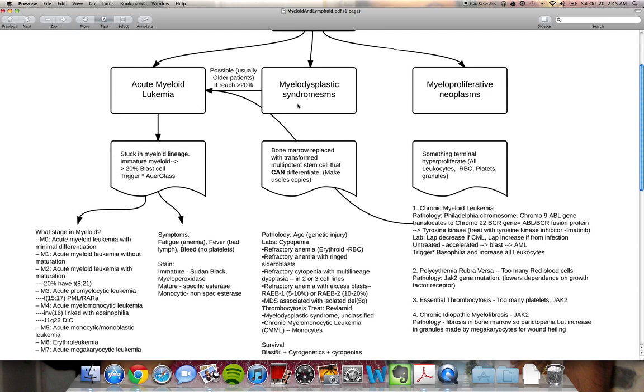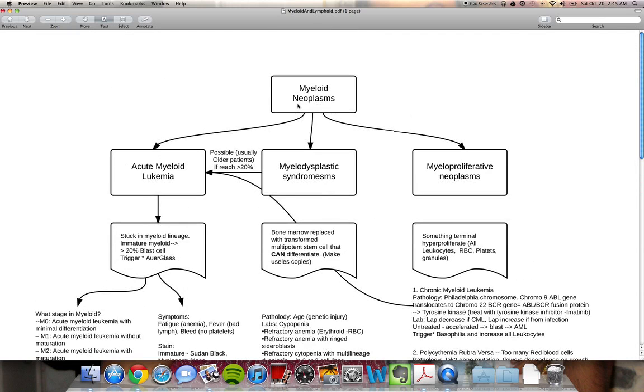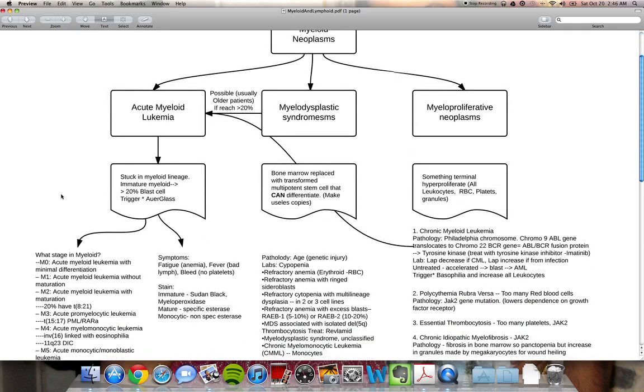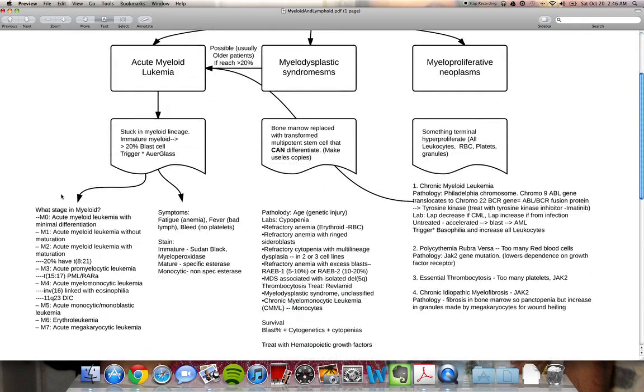I reviewed acute myeloid leukemia. In acute myeloid leukemia, you get stuck somewhere in the myeloid lineage. You get stuck. Keyword: stuck. Diagnosis factors: 20% blast cells in the bone marrow, and you have hourglass. Alright, you have the classifications M0 through M7, plus a couple in the World Health Organization, and you can go ahead and look at the symptoms and the stains in the lecture.